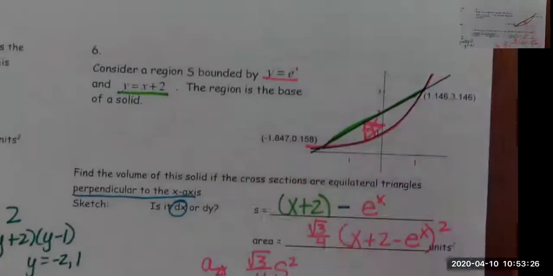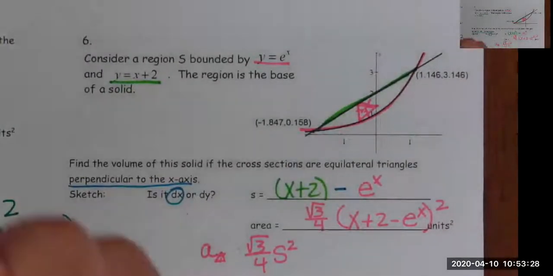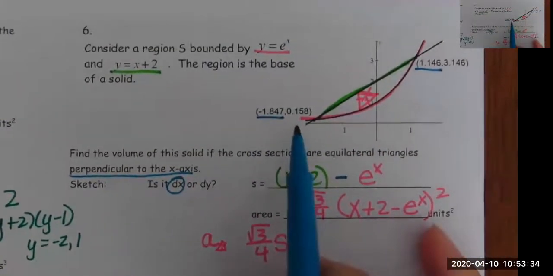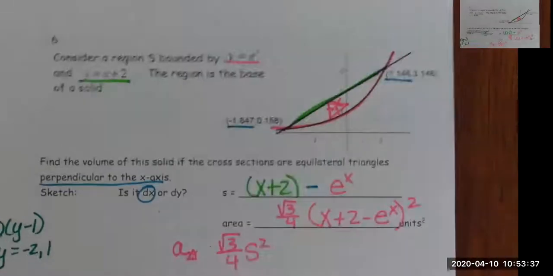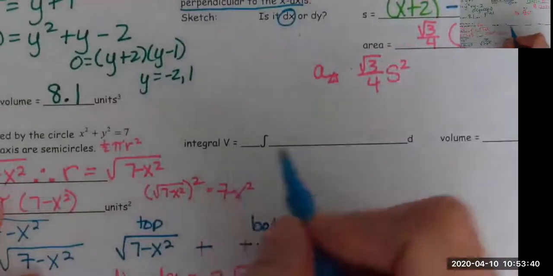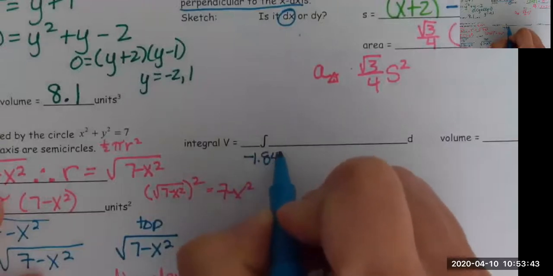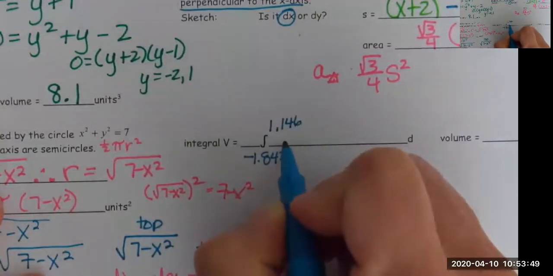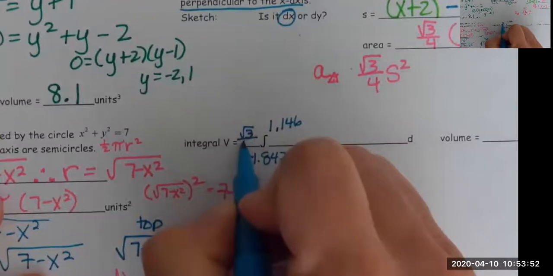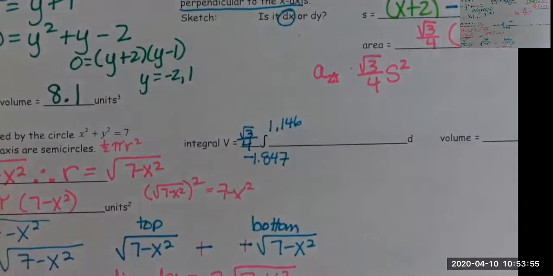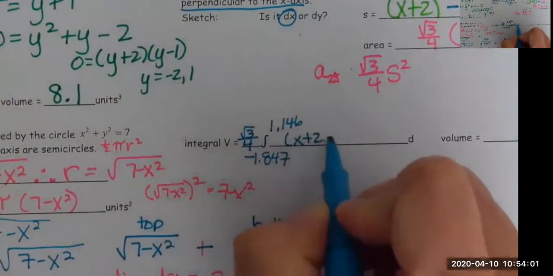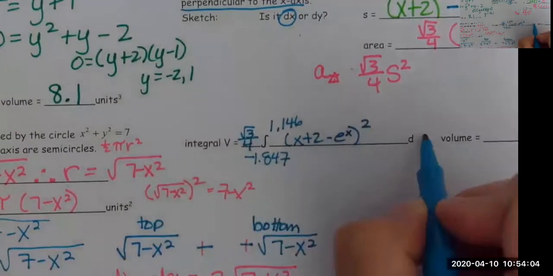And you can find your points. It's very important that you know it's dx. Therefore, we are going to choose the x values. If this was a dy problem, then we would pick the y values, okay? So we are going to go from negative 1.847 to 1.146. And I'm going to pull out the square root of 3 over 4. I find it easier to type these into my calculator if my constant is out front. x plus 2 minus e to the x squared dx.